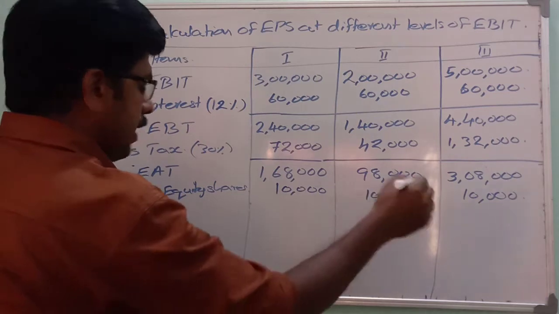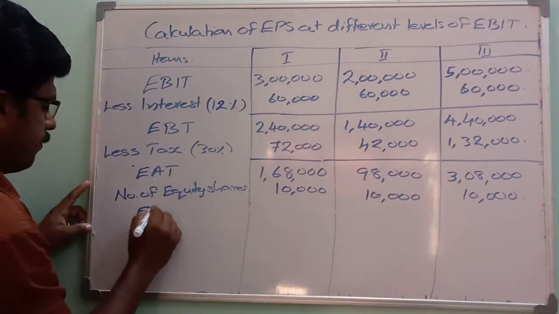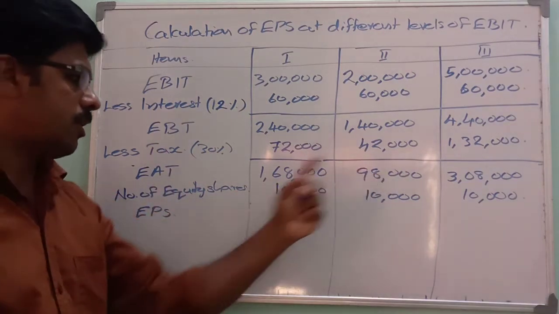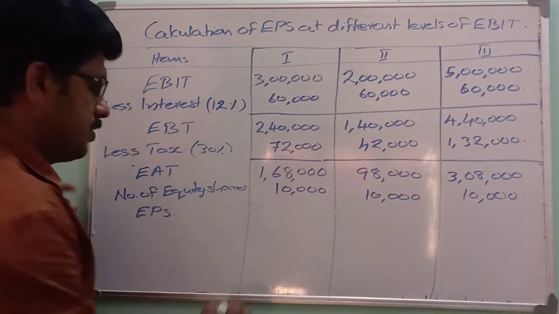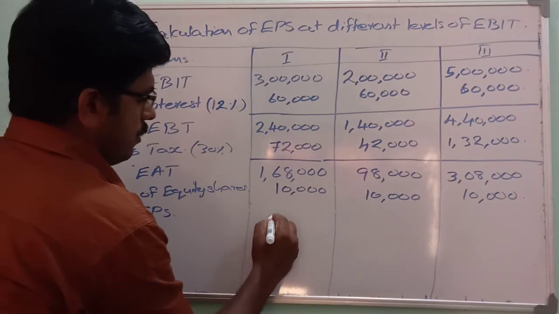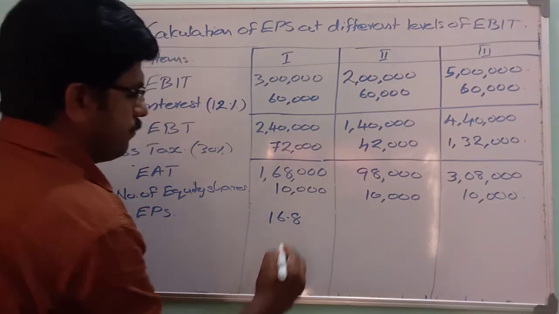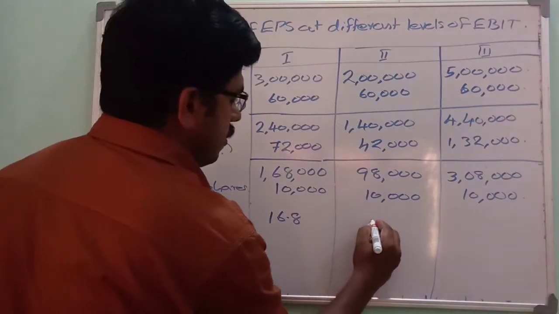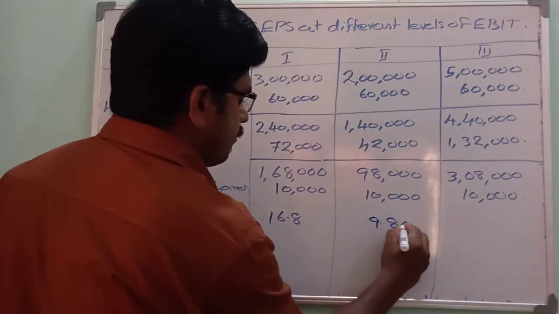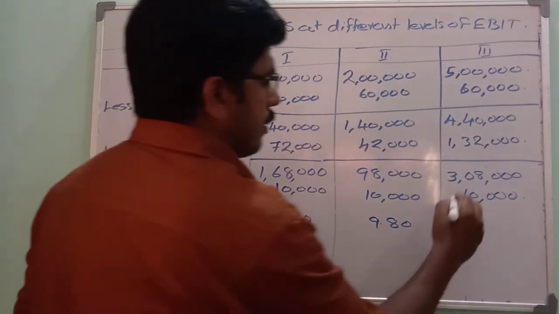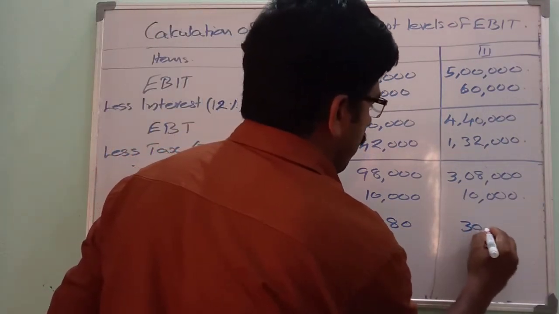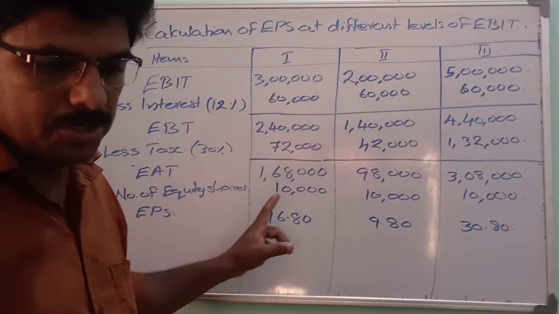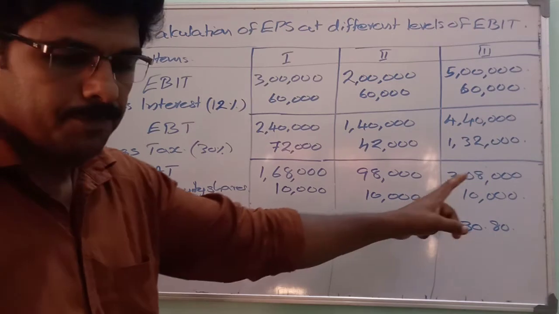Number of equity shares 10,000. Therefore, EPS, earnings per share, is equal to earnings available to equity shareholders divided by number of equity shares. That is equal to 16.8, and here it is 9.8, and here 30.80. So this is earnings per share: 16.8, 9.8, and 30.80.